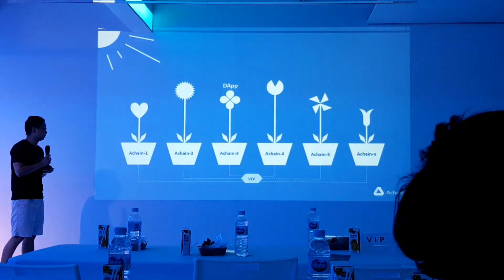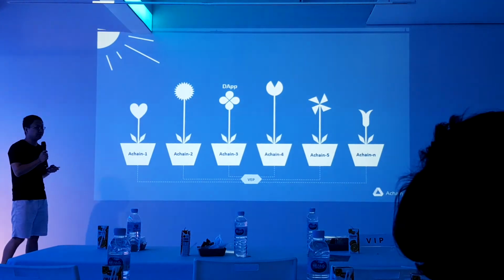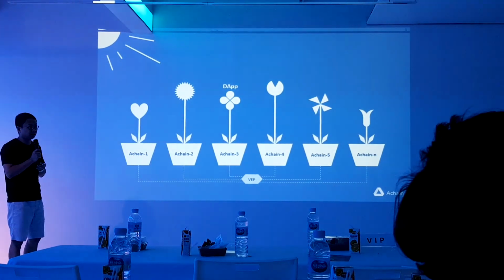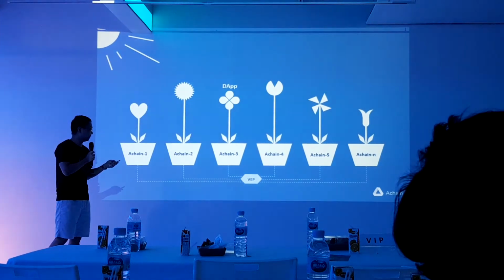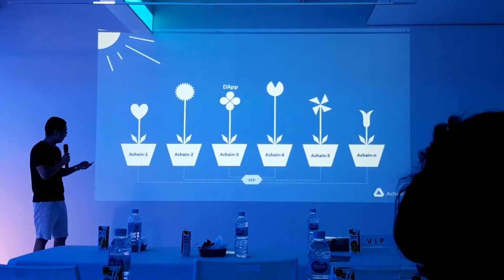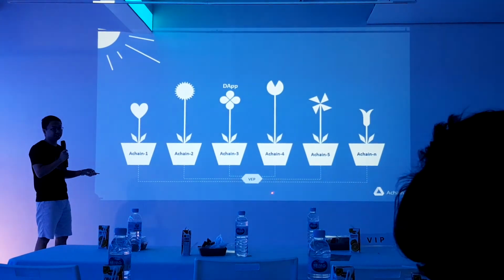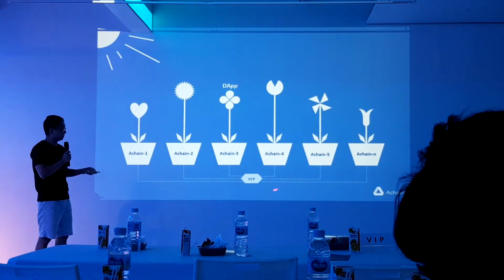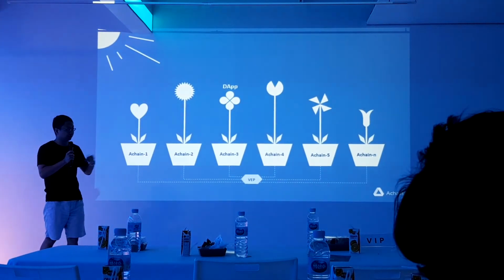So Achain's vision is to build a boundless world, like different flowers under the sunshine, growing very healthy, and they can be connected with a VEP. As I just mentioned, the VEPs are like a protocol to link each other together and to realize transactions between each other.